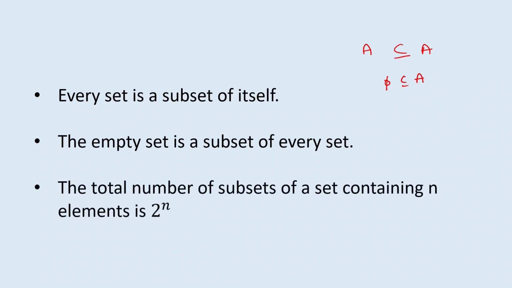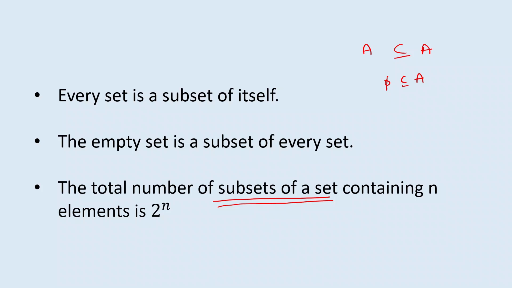And lastly, the total number of subsets of a set containing n elements is 2 to the power of n. So this is how we get the number of elements in the power set of A, because the total number of subsets of a set is nothing but the number of elements in the power set of a set. So the power set is a set of all the subsets of a given set. So the power set of A is the set of all the subsets of A. So the number of elements inside the set is actually the total number of subsets of the set A.